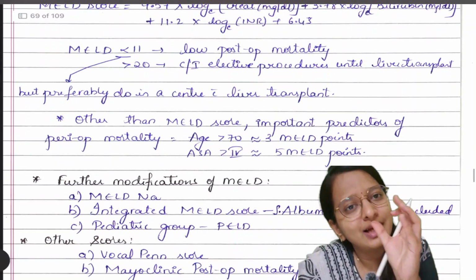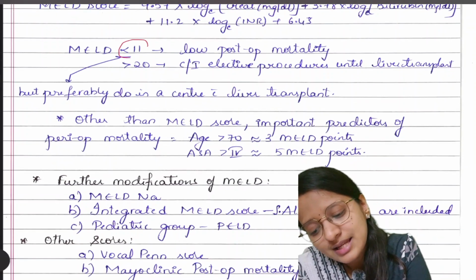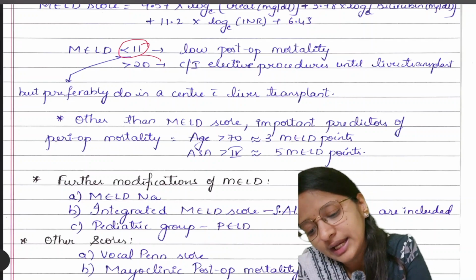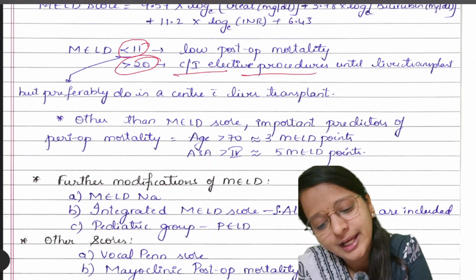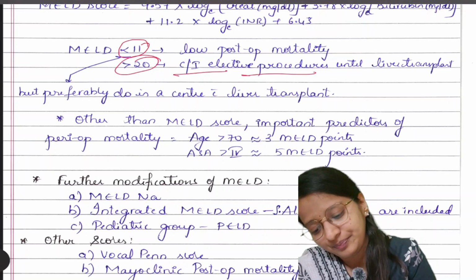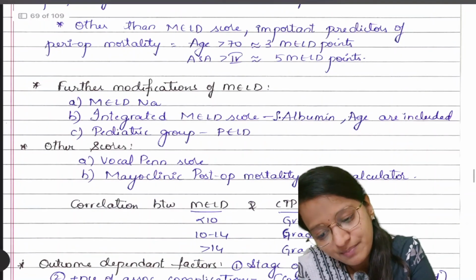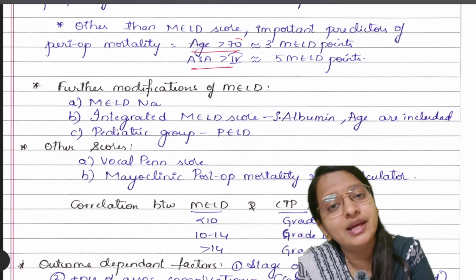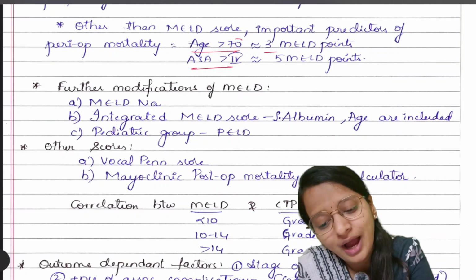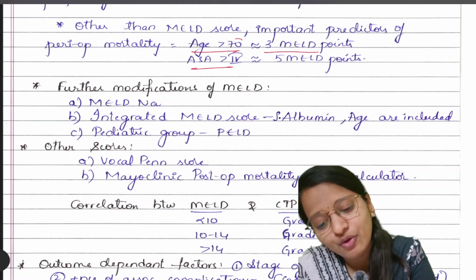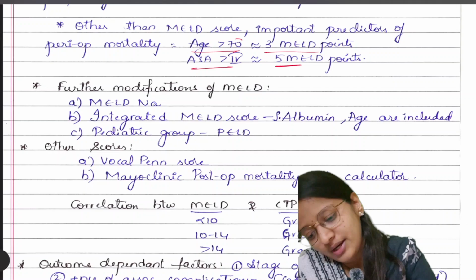So overall, we will get one score. If the score is less than 11, it is said to have no post-op mortality, and greater than 20, it is contraindicated for elective procedures until and unless a liver transplant is done. Apart from this, there are two more factors, age and ASA grading. If the age is greater than 70, we have to add 3 MELD points, and if the ASA is greater than 4, we have to add 5 MELD points.